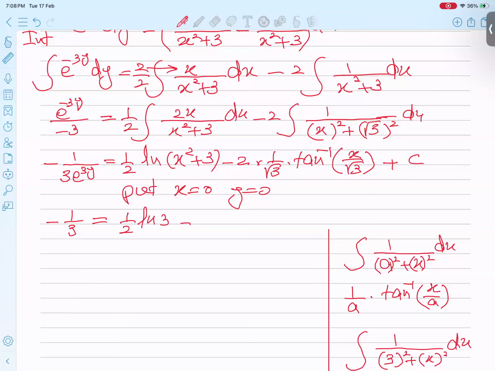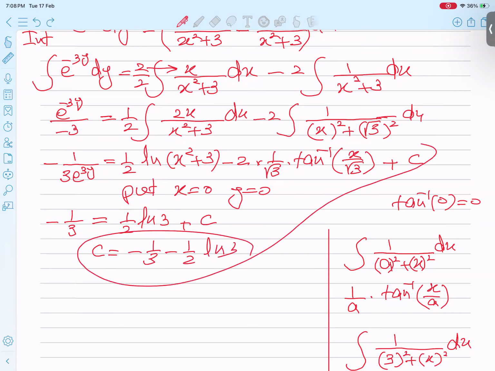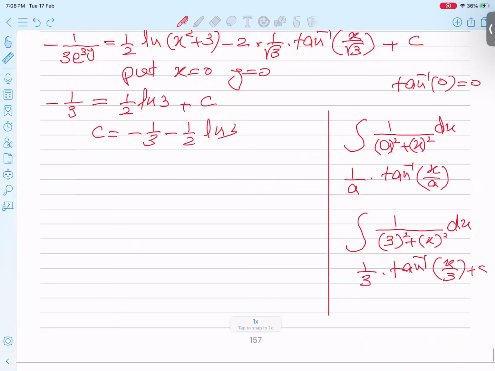Again, what about this? When I plug in x0 here, tan inverse of 0 is 0. You can check in the calculator. When you type tan inverse 0, we get 0. So it means this completely goes away and we get the c value. And the c value turns out to be negative 1 over 3, negative half ln 3. Basically, I brought it here, and this c value I'm going to put there. So I believe everyone understands. Now I'm going to put the value.